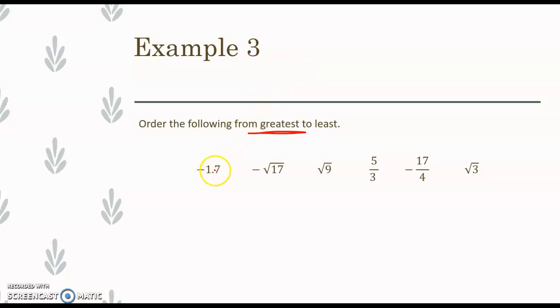All right, so I'm going to start by squaring my numbers. So 1.7 times 1.7, and we get 2 decimal places. So for negative 1.7, I got a negative square root of 2.89 is what I'm looking at there.